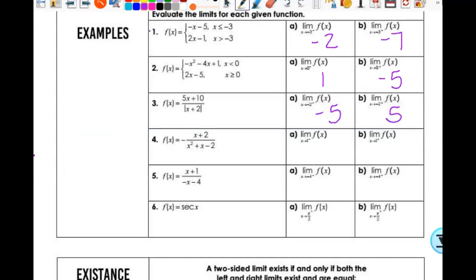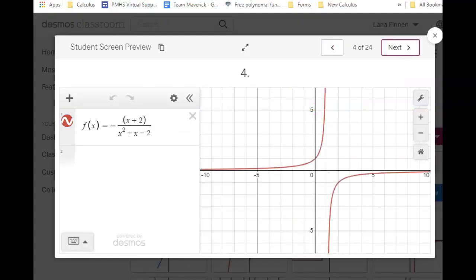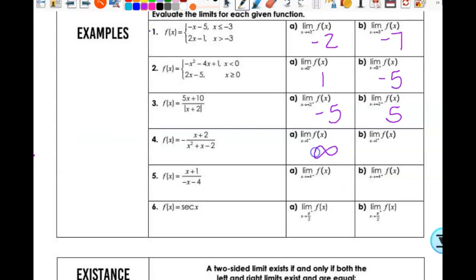Okay, if you're thinking this seems way too easy, it's okay, you're probably doing it right because it is pretty straightforward. Okay, so then as we approach 1 from the left and the right, as I approach 1 from the left, what's my function approaching? Infinity. And as we approach 1 from the right, it's approaching negative infinity. Infinity and negative infinity.